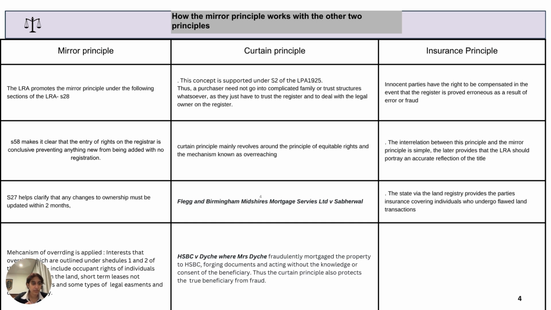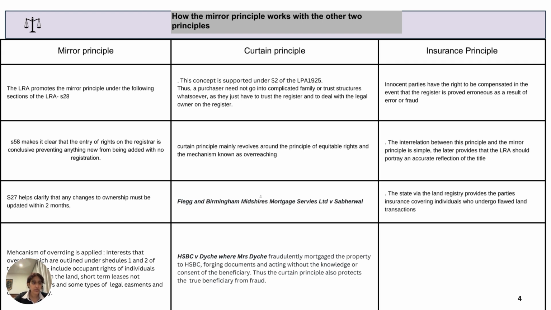In the case of Flegg and Birmingham Midshires Mortgage Services, it shows how the concept of overreaching can also bypass actual occupation of land and thus supports the curtain principle. In this case, despite Mrs. Flegg having lived on the land, the building society's rights under the legal charge took precedence under the mortgage.